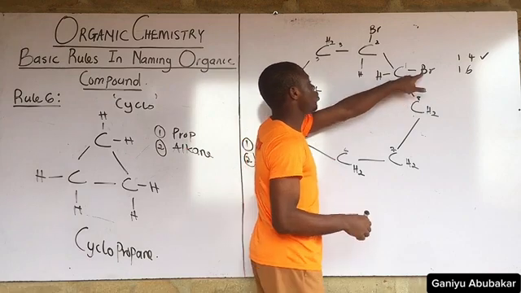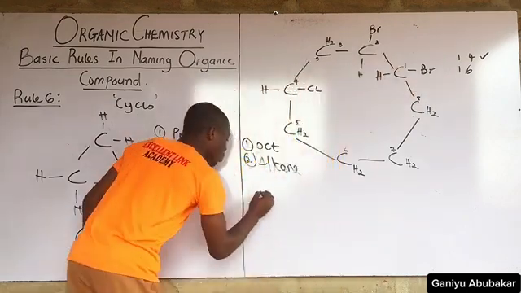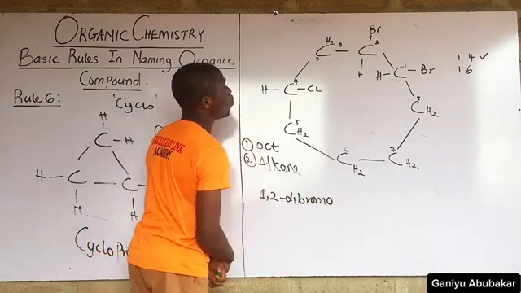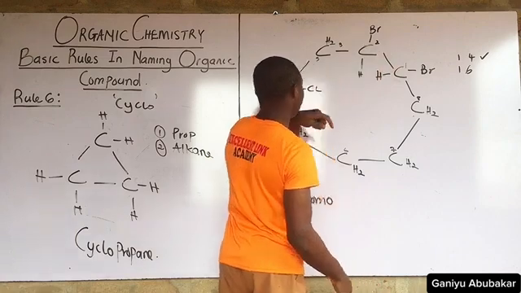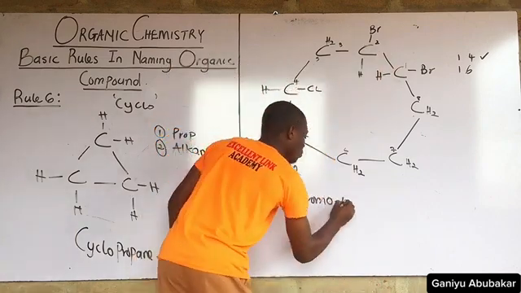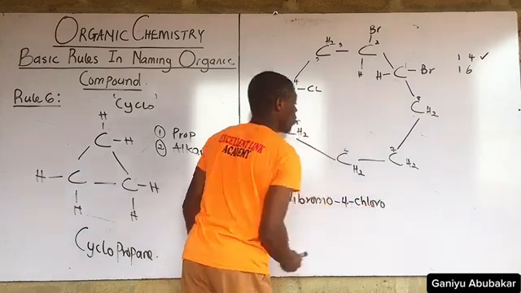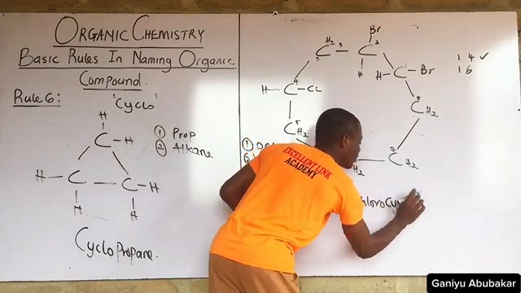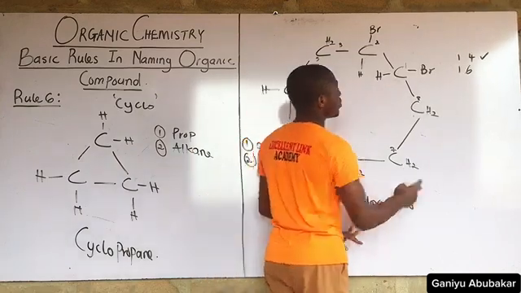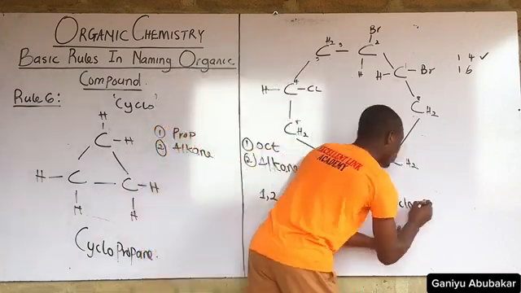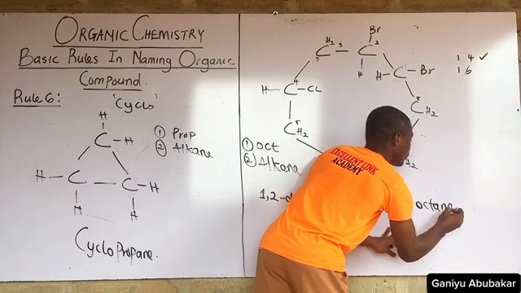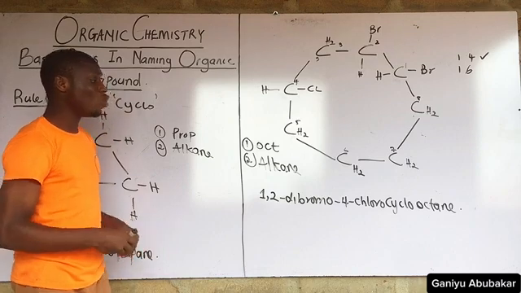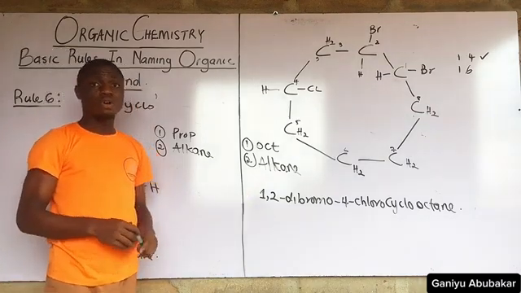I have 2 bromine here. So this 1, 2 becomes 1, 2 dibromo, because there are 2 bromine. So 1, 2 dibromo. This one is what? Chlorine 4. That becomes 4 chloro. Next up, this is a ring form. That becomes cyclooctane. So this compound is called 1, 2 dibromo 4 chloro cyclooctane. That's the name of this compound.